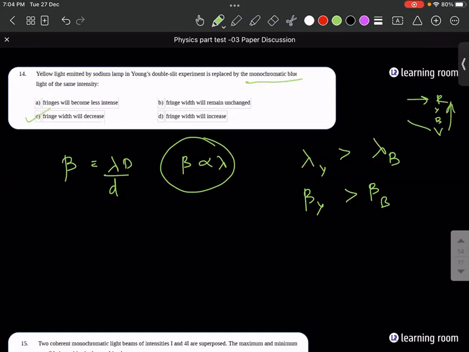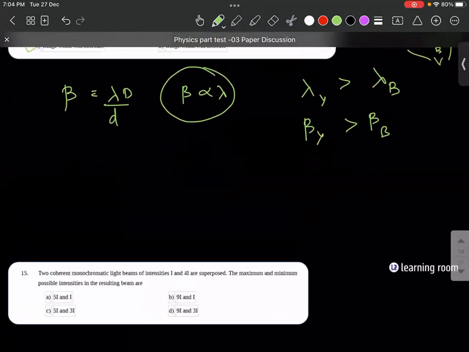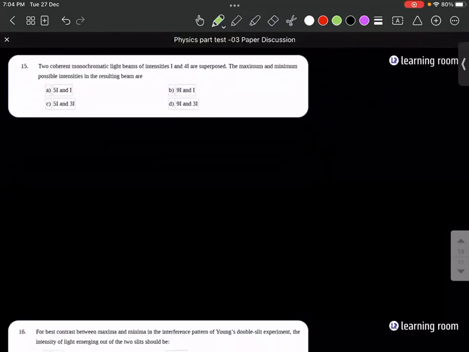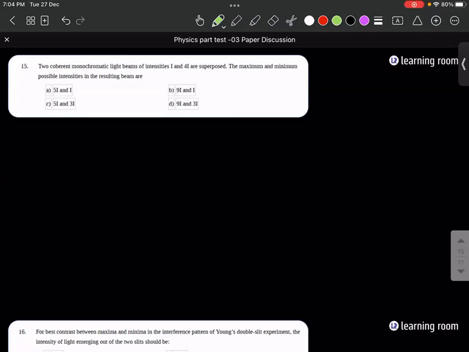Did you guys understand this? Yes, sir. Is there any doubt? Okay, good. Two coherent monochromatic light beams of intensities I and 4I superpose. The maximum and the minimum possible intensities of the resulting beam are? Obviously 9I and I. Add them.